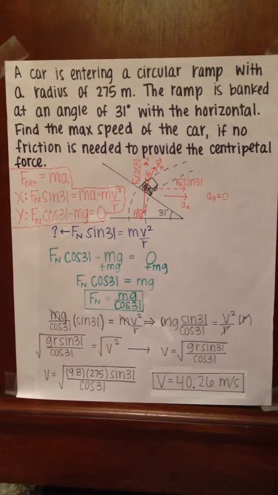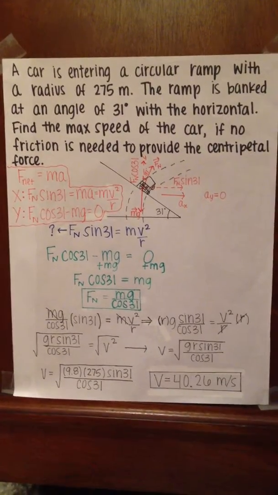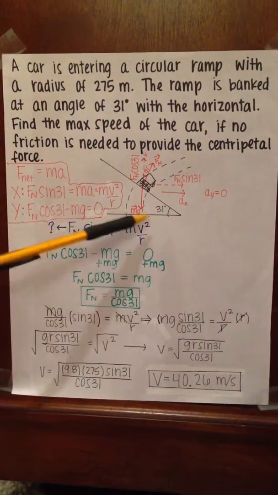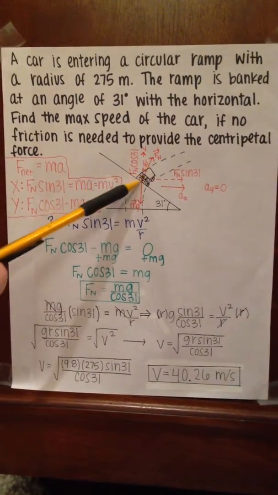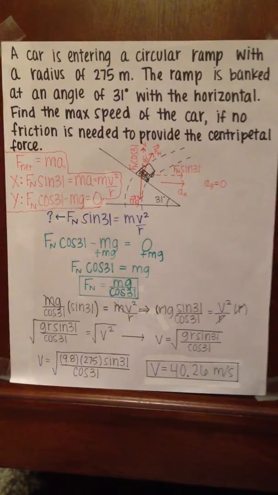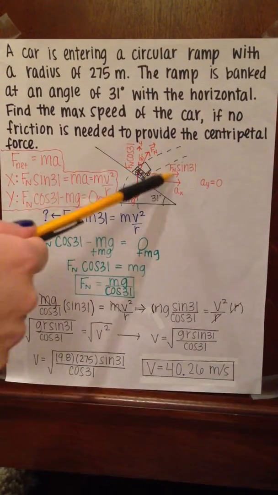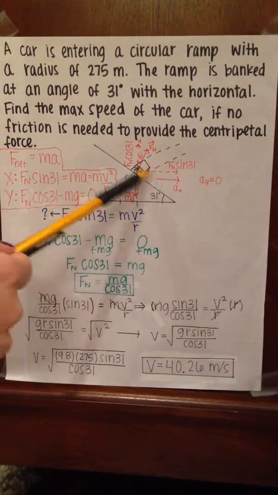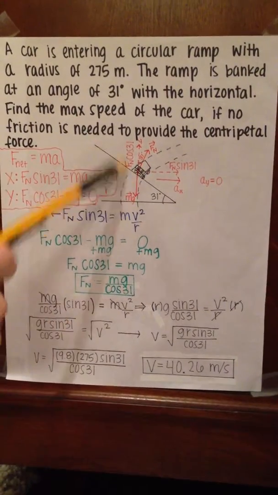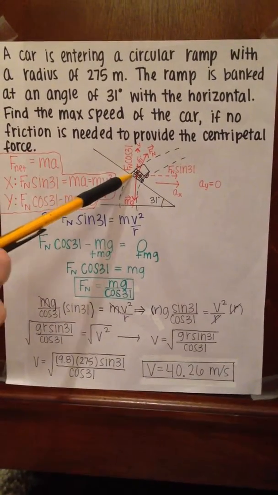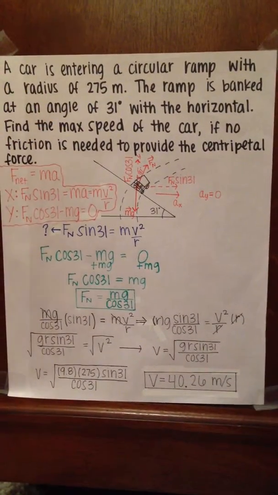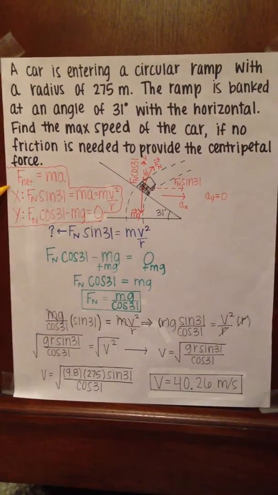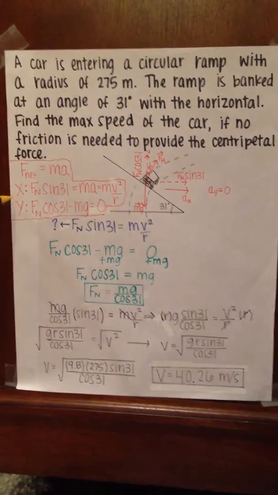To use Fnet equals ma, you have to resolve all your forces, and mg is already resolved, so you have to resolve the normal force, Fn. So once I redefined my x and y axes, I resolved Fn, the x component of Fn, into Fn sine 31, and the y component of Fn into Fn cosine 31. Then I use my components to make my equations for the x direction and the y direction.